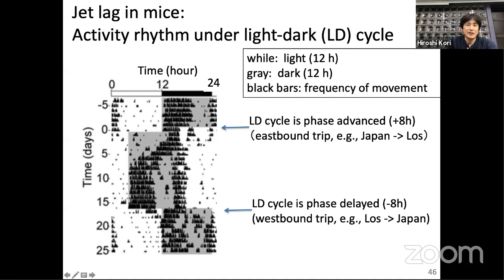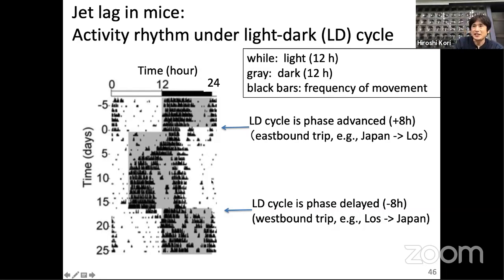At this day, the LD cycle, the light-dark cycle, is phase advanced by 8 hours, which corresponds to an eastbound trip, for example from Japan to Los Angeles, or from the mid-US to Eastern Europe. You can see the activity onset try to adjust to the new schedule, but it takes a really long time. This is what we quite often experience at international conferences. We are very useless in the mornings for a long time. Anyway, this is on the way of return. The LD cycle is phase delayed by 8 hours at this day, and you can see a quick recovery.